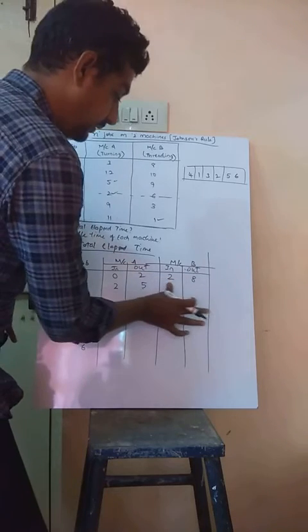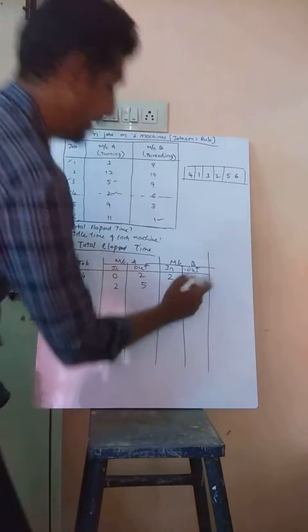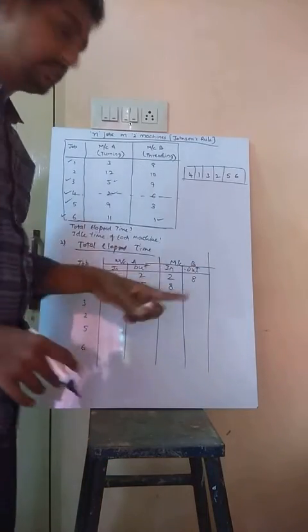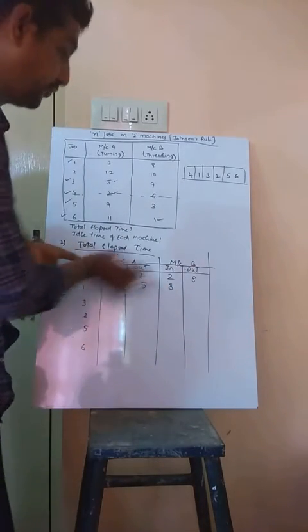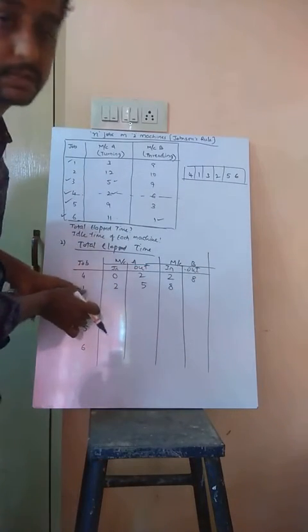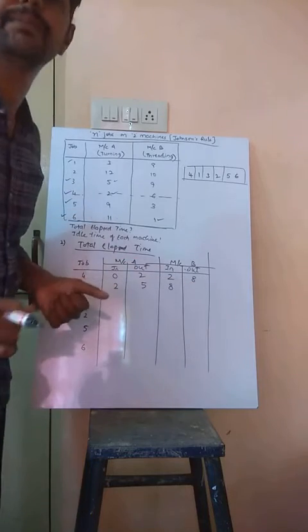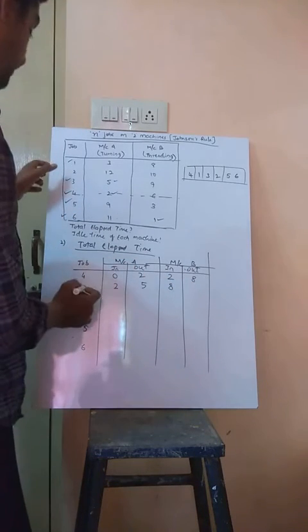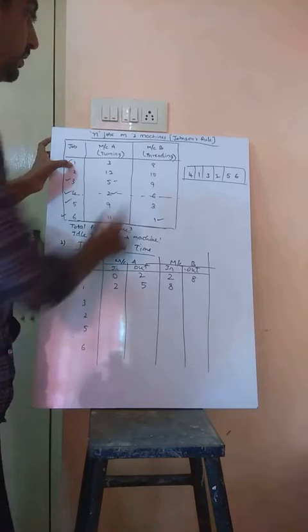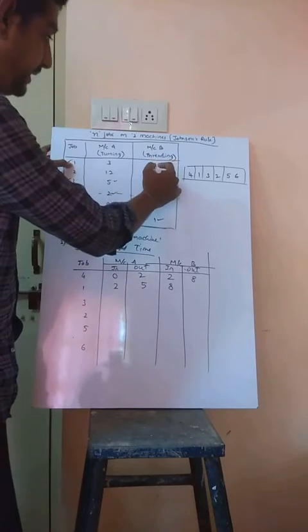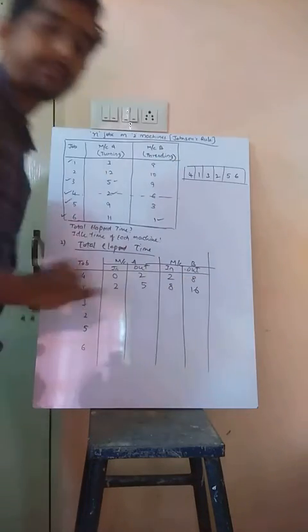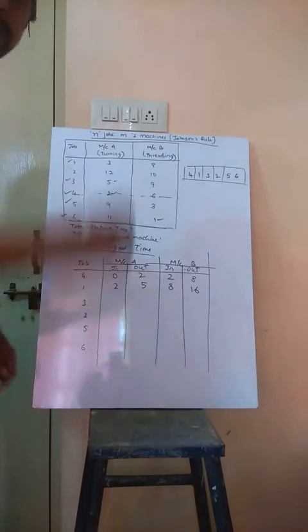We must write it as 8, because as per the assumption, only after the processing of job 4 can we process job 1 on machine B. That is 8. Now the processing time of job 1 on machine B is 8, which must be added here. 8 plus 8 is 16.